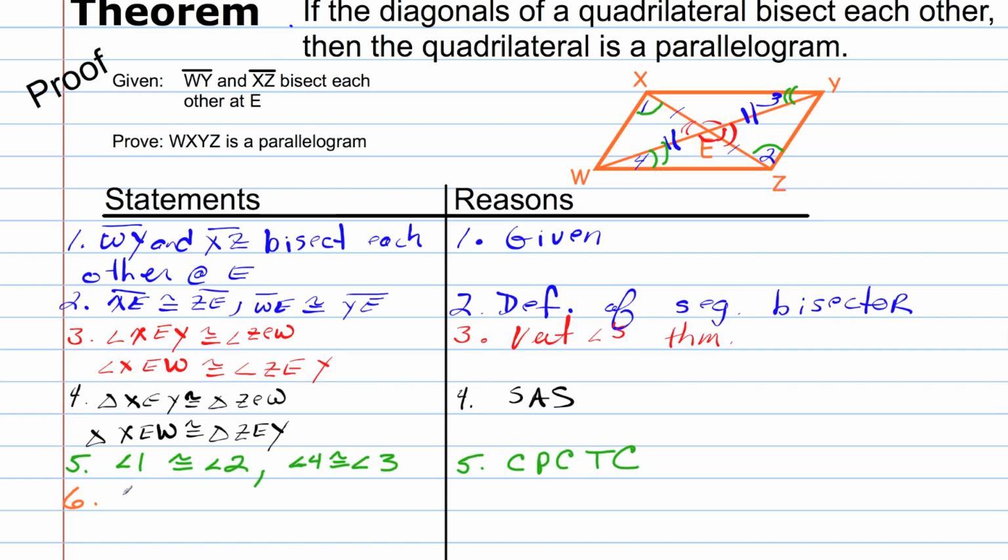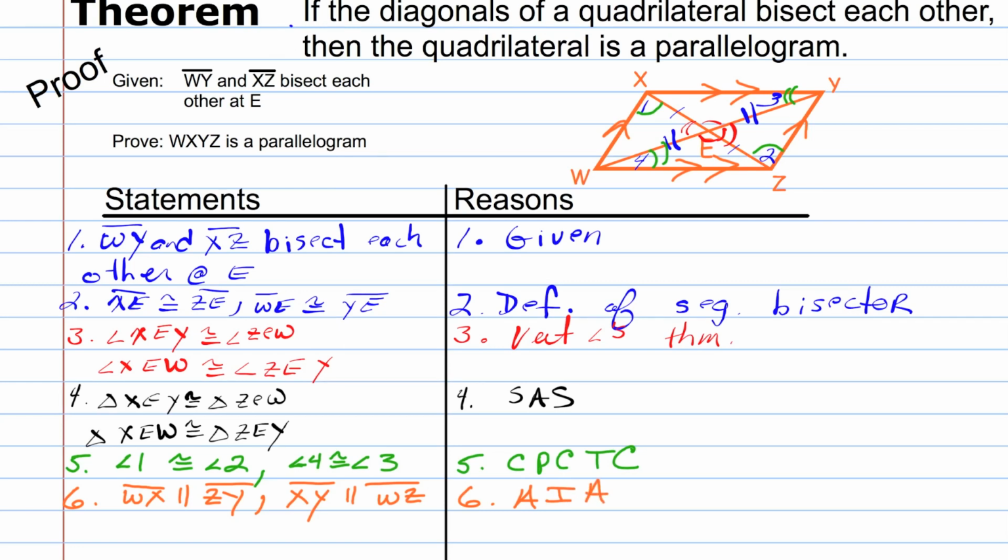We can say that WX is parallel to ZY. I'm going to mark that with a single orange arrow, meaning that these two are parallel. And we can also say that the top and bottom lines are parallel because angle 3 and angle 4 are congruent to each other, which are alternate interior angles. So side XY is parallel to side WZ. And the reason those are parallel is because of the alternate interior angles theorem.